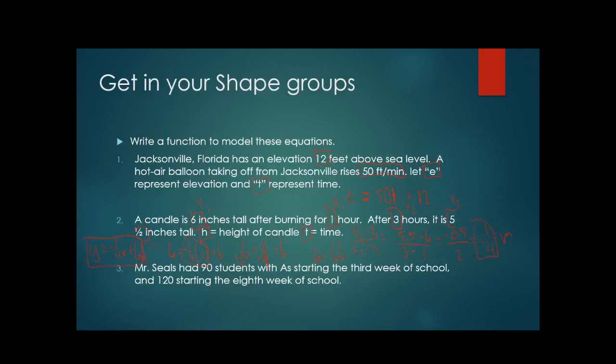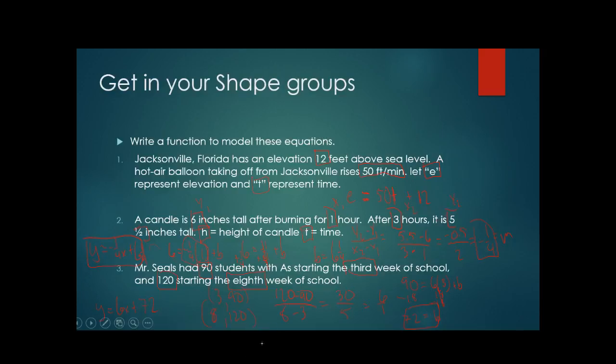Finally, for the last one, we also have 2 sets of points. We have 90 students with A's on the 3rd week and 120 students the 8th week. So our points are (3, 90) and (8, 120). Using our slope formula, it's going to be 120 minus 90 over 8 minus 3. 120 minus 90 is 30, 8 minus 3 is 5, 30 over 5 is 6. If we plug one of these points into our slope-intercept form, I'll choose the top one, 90 equals 6 times 3 plus b. Multiply them together, it's 18. We're going to subtract 18 from both sides. 90 minus 18 is 72. So our y-intercept is 72. Finally, when we put it all together, this last equation is 6x plus 72.